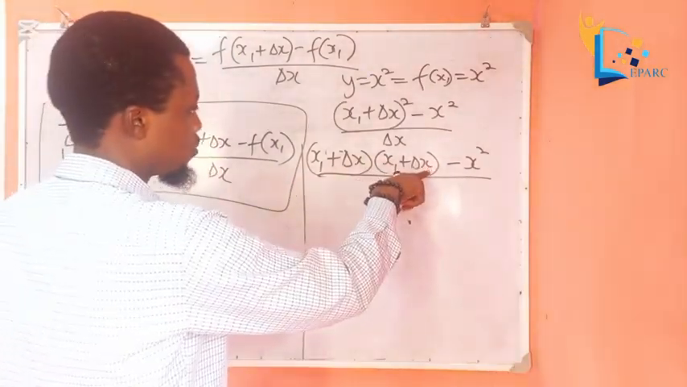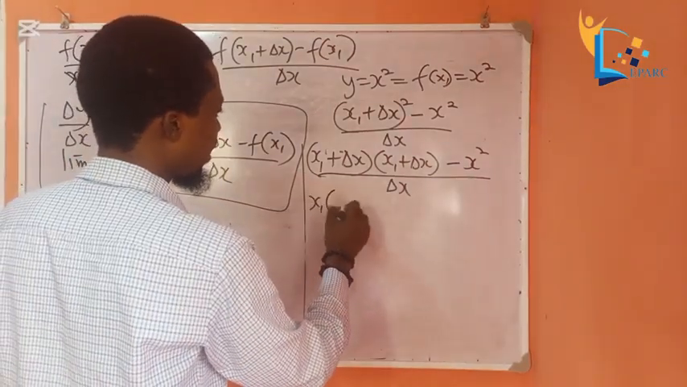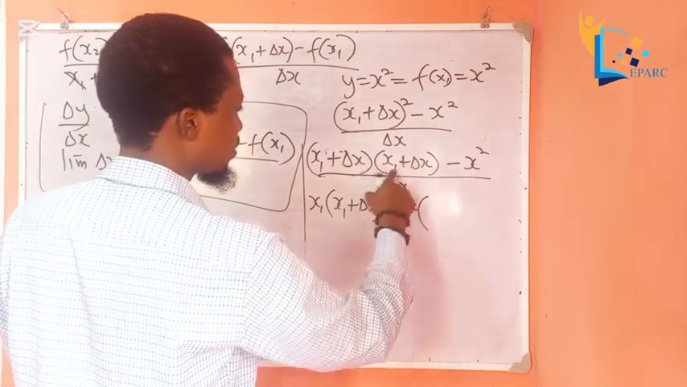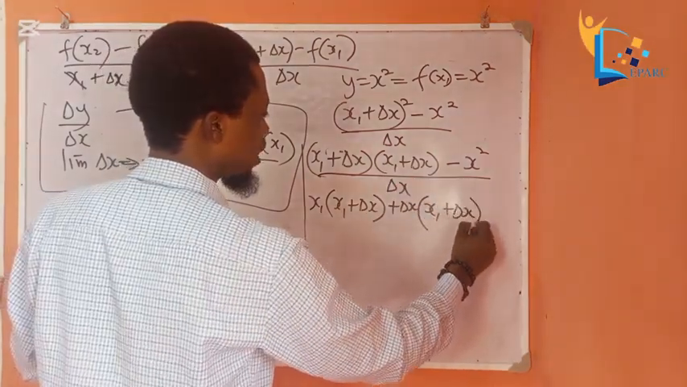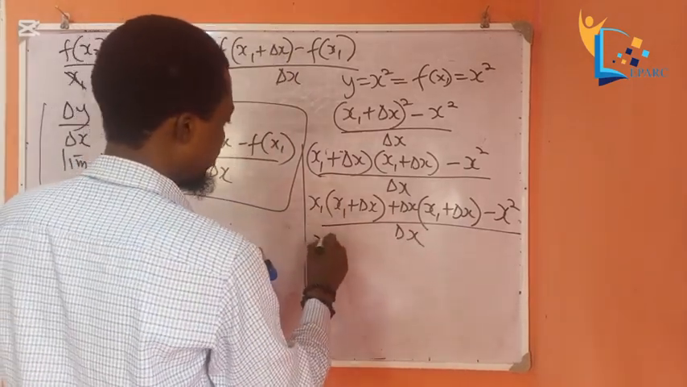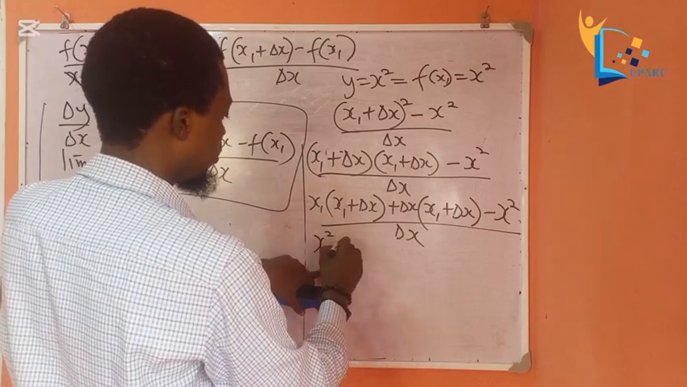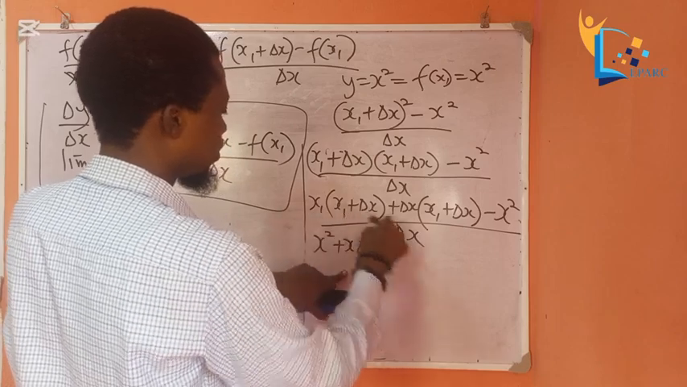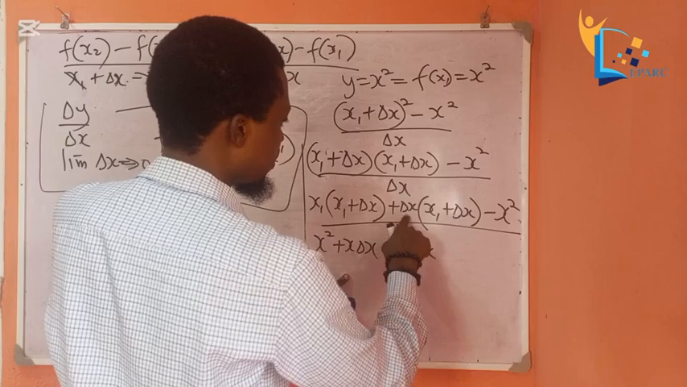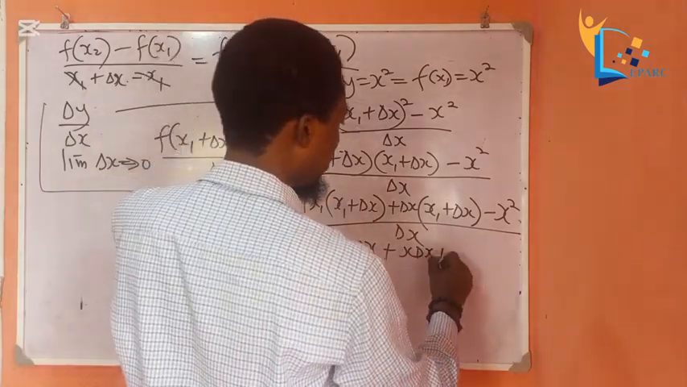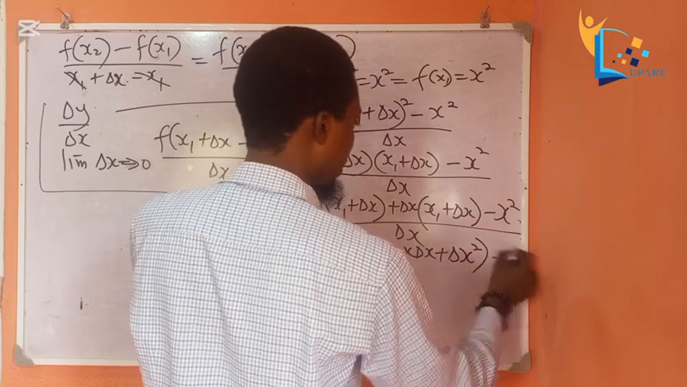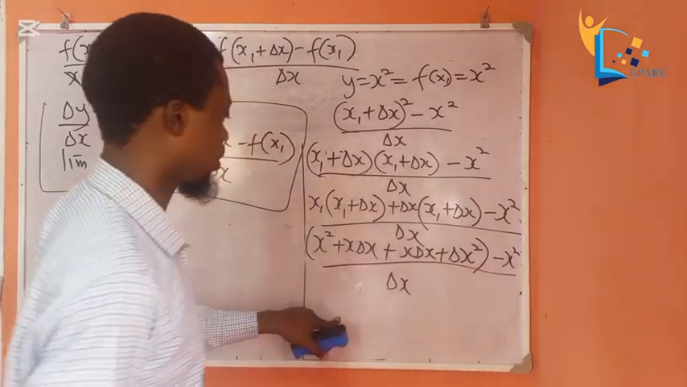So when we open up the brackets, we have x(x plus delta x), plus delta x(x plus delta x), minus x squared all over delta x. x times this, we have x squared, plus x delta x, that is this times this, plus delta x times this, we have x delta x, this times this, we have plus delta x squared, minus x squared all over delta x. Are we together?